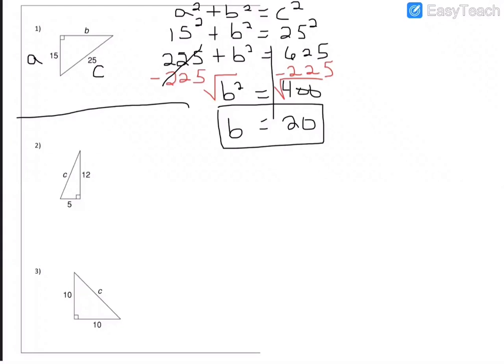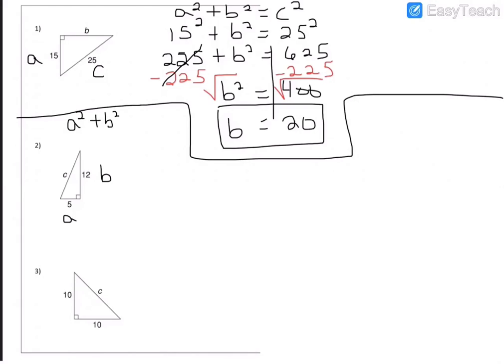I'm just going to draw a little line here so we're not putting the work in together and you don't get confused. Okay, example number 2. It tells us we're looking for C. So this will be my A and this will be my B. Remember, it doesn't matter on the legs. You can have it either way. Okay, so as a reminder, and just to keep me in the habit, A squared plus B squared equals C squared.